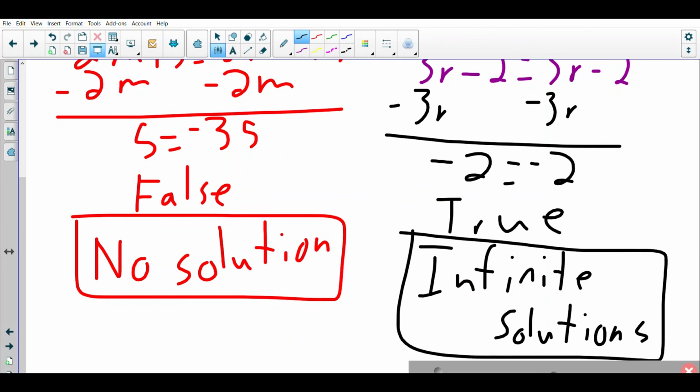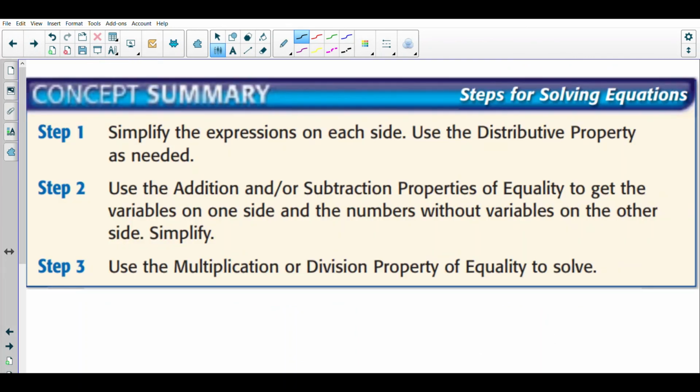Okay, so first, a summary of solving equations. We always want to simplify first, use the distributive property as we did, then add or subtract to get variables on one side and numbers, non-variables, on the other side, and then use multiplication or division to simplify and solve for the variable.